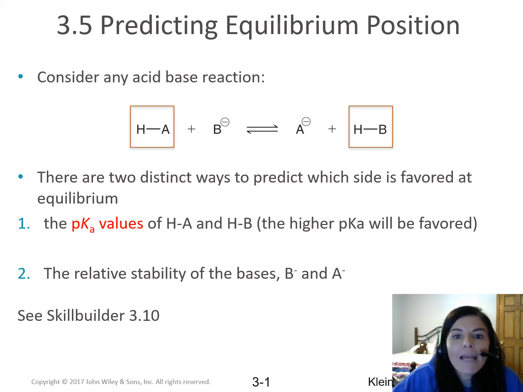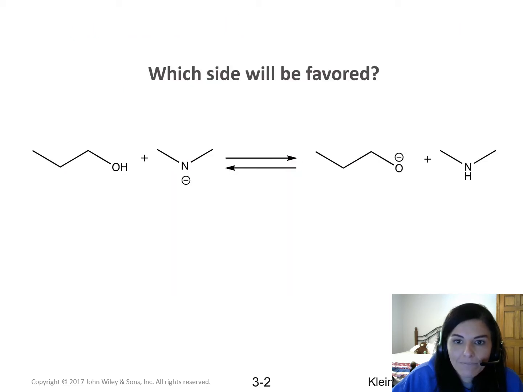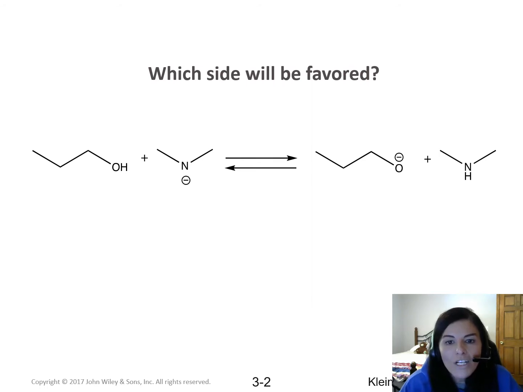We look at the relative stability of the base and the conjugate base that is formed. Okay, so that's B minus and A minus. The more stable conjugate base or base will be preferred. We are looking to find the more stable base. Okay, here's an example. Which side will be preferred? My reactant side or my product side?